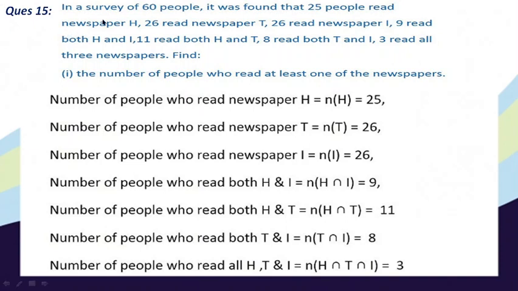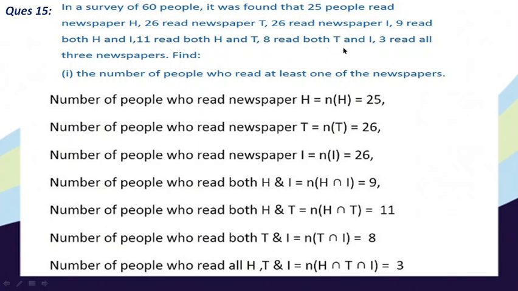Question number 15. In a survey of 60 people, it was found that 25 people read newspaper H, so n(H) is 25. 26 read newspaper T, so n(T) is 26. 26 read newspaper I, so n(I) is 26. 9 read H and I, meaning the number of elements in H intersection I is equal to 9. 11 read both H and T, meaning the number of elements in H intersection T is 11.